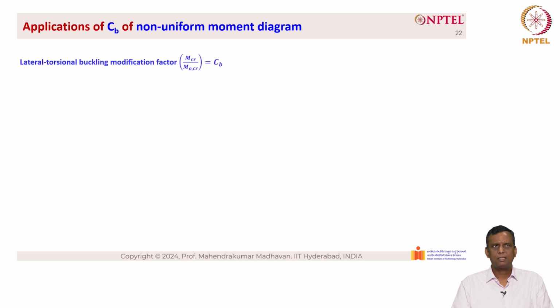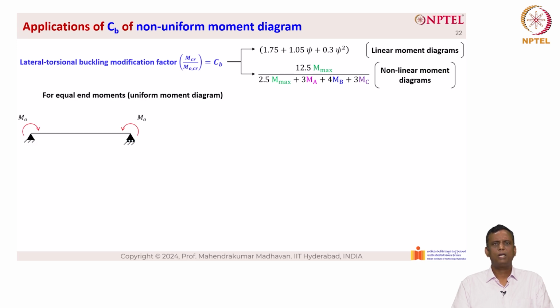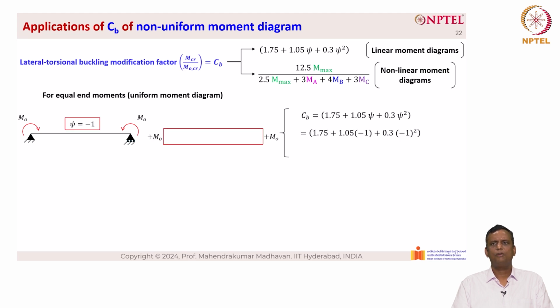Now let us consider the lateral torsional buckling modification factor CB for various loading cases. For linear moment diagrams, it is 1.75 plus 1.05 psi plus 0.3 psi square. And for non-linear moment diagrams, it is given as 12.5 M max divided by 2.5 M max plus 3 MA plus 4 MB plus 3 MC. So let us look at how these two equations vary for equal end moments. For equal end moments, we can see that the value of C sub B, when we substitute psi equal to minus 1, we have C sub B equal to 1.0.